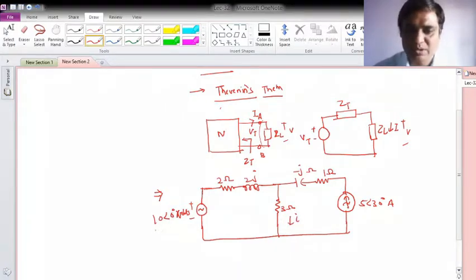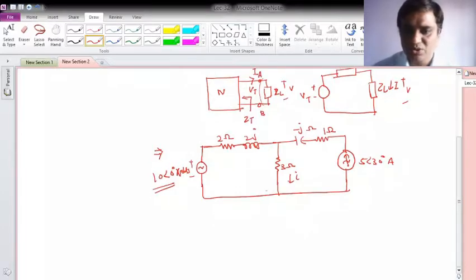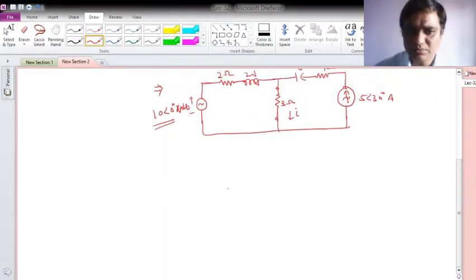I observe that this is a sinusoidal source, so it will be better for me to go into the phasor domain and solve the circuit. First, find the load, for which I am interested in finding the current or voltage. Suppose this is my load now. Now I will open it. If I do this, let me redraw the resultant network.